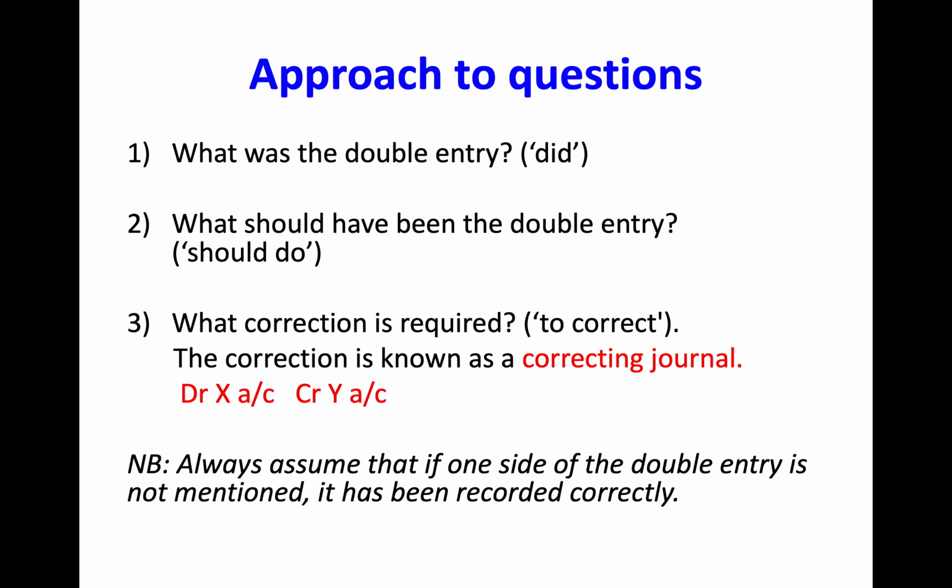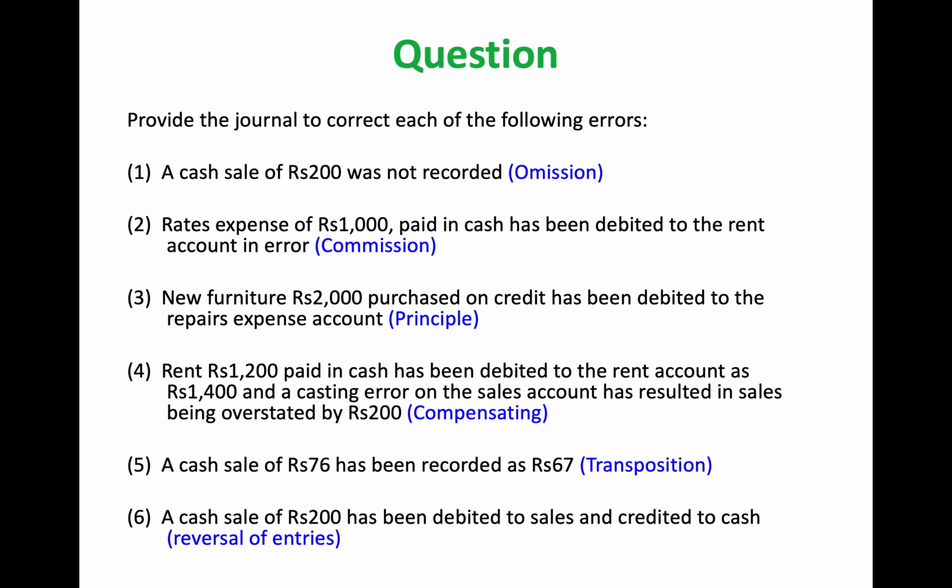The correction journal is debit X account and credit Y account to correct the error. To note that you always need to assume that if one side of the entry is not mentioned, it has been recorded correctly. Let's look at a question to illustrate this concept.